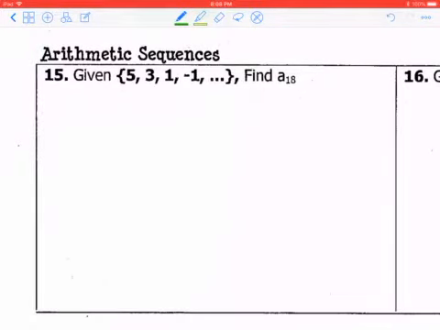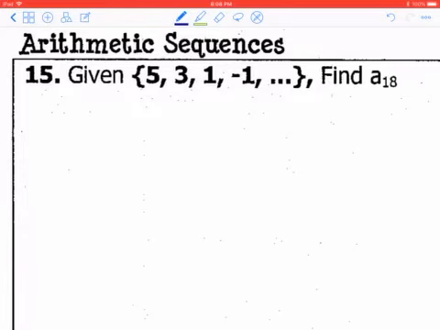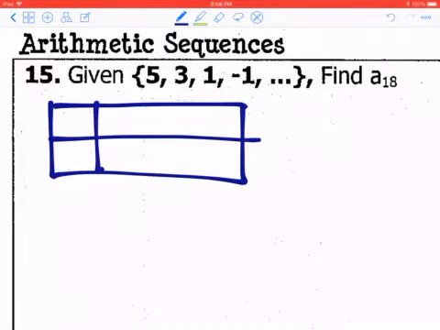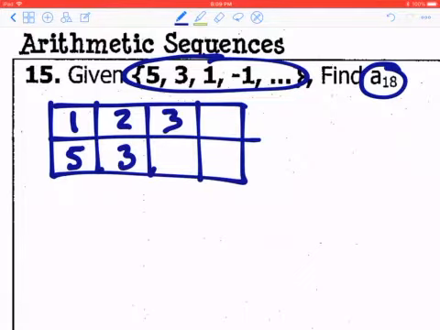Then arithmetic sequences, you know me and my accent. So what we want to do here is just create a table. There's a couple different ways to do this, but I like the table because it kind of works. They give me these values and they want me to find out what it is at 18. I know it says A18, but they want me to find out what it is at 18. So I know that in the first one it's 5, the second one is 3, the third one is 1, and the fourth one is negative 1.